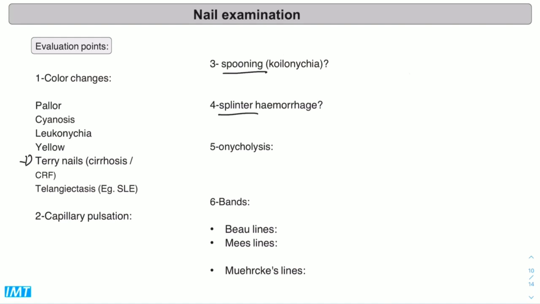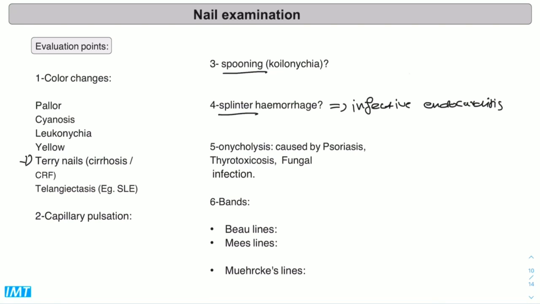Splinter hemorrhage, also, we said, its presence in patients with infective endocarditis. Onycholysis: the differential diagnosis could be psoriasis, thyrotoxicosis, and fungal infection.